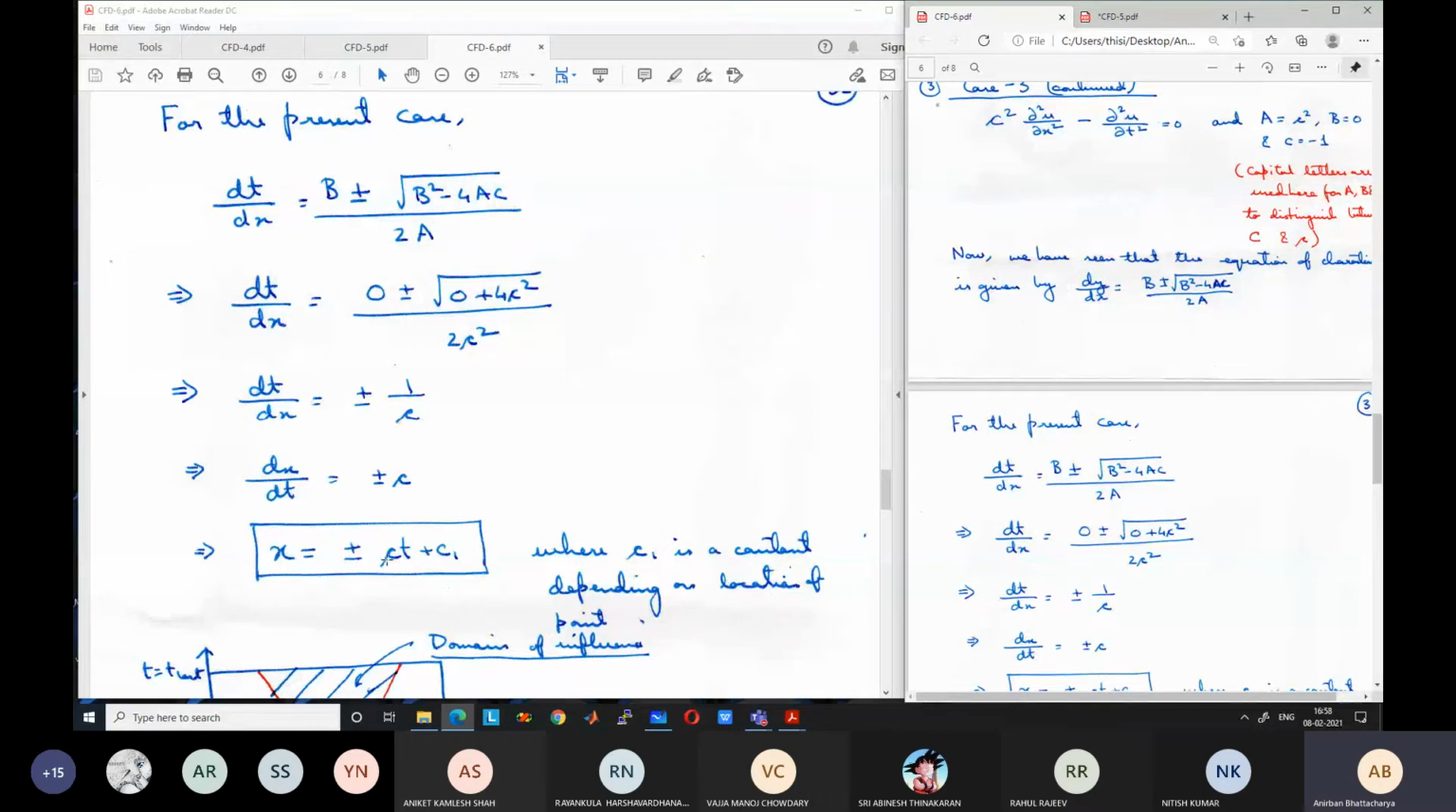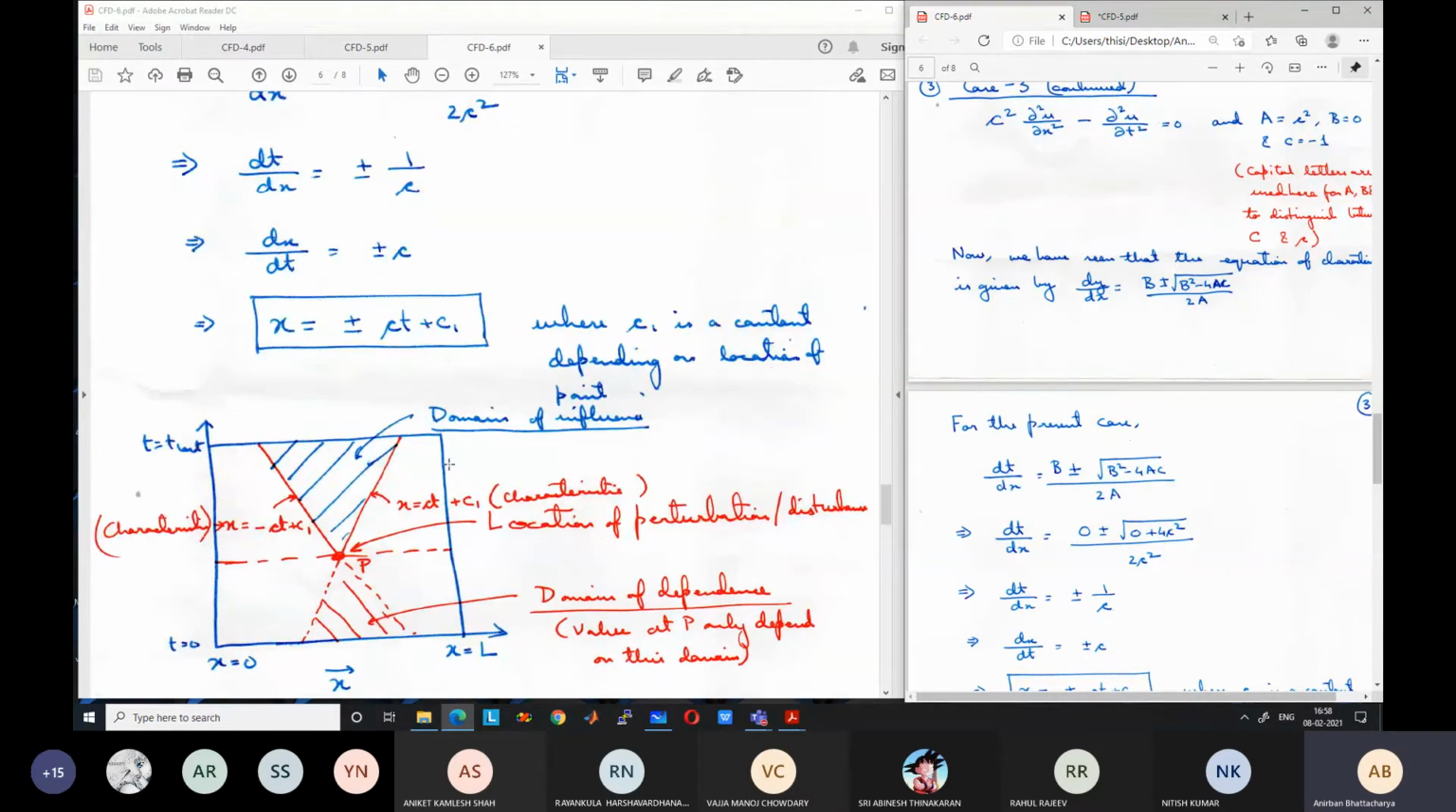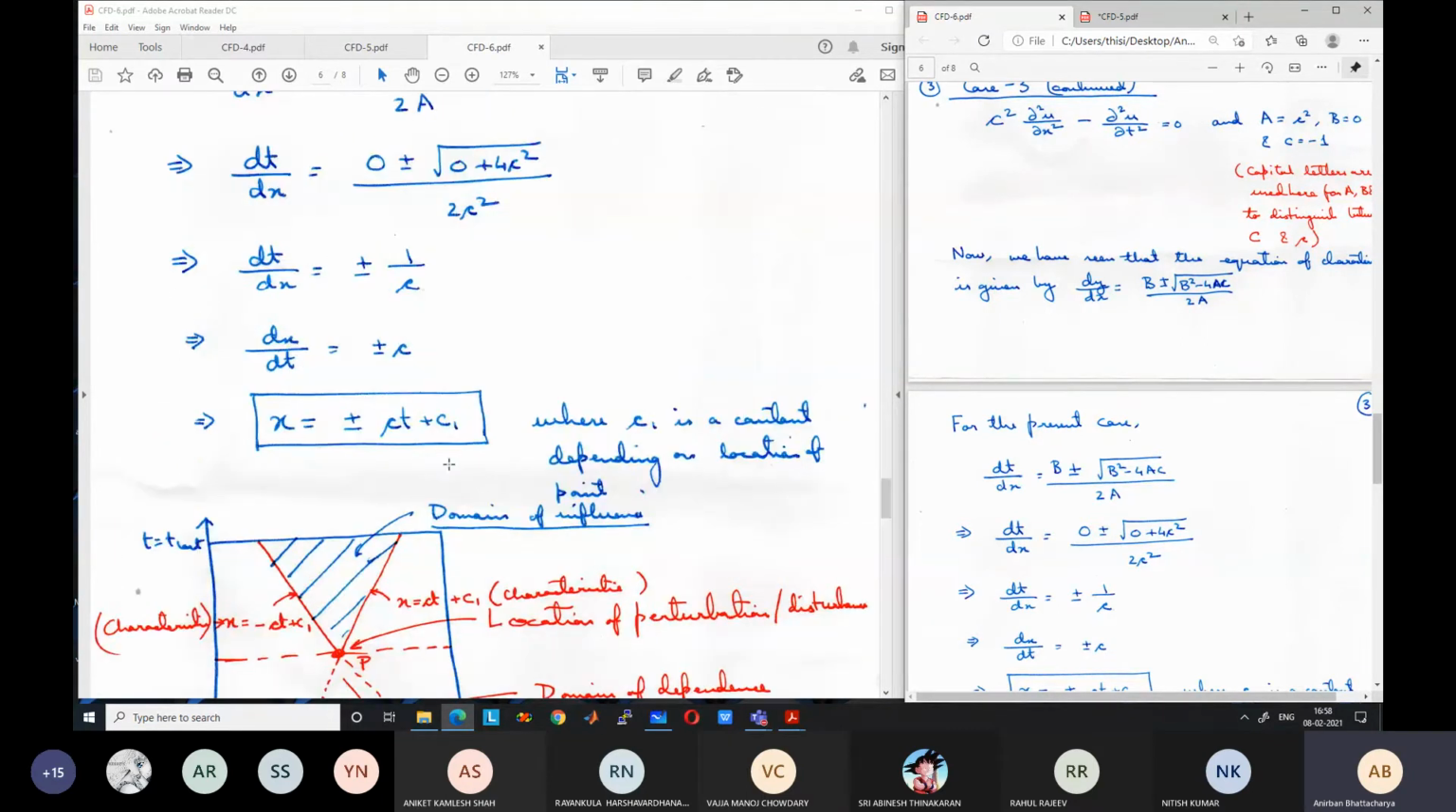Okay, and dx/dt, so this is some form of velocity or speed. So this speed is the speed at which information travels, as we will see now with an example. Okay, up to this point, is there any doubt or any question? The mathematical part.